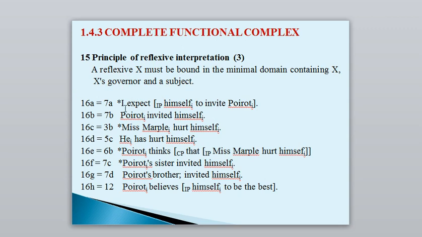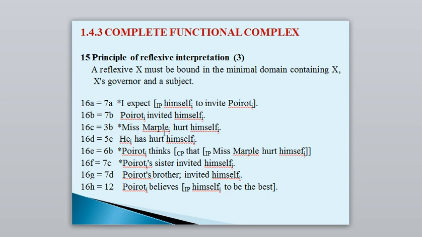If I ask you about the ungrammaticality of this sentence, "I expect himself to invite Poirot," you should say that here himself as a reflexive is before Poirot, the antecedent. So this is ungrammatical because the reflexive should be after the antecedent. The second one, "Poirot invited himself." This is the correct sentence. There is no problem. Himself can come back to Poirot, and this is okay.